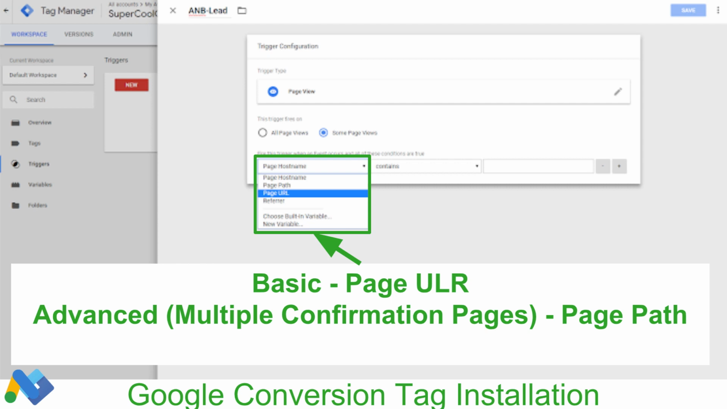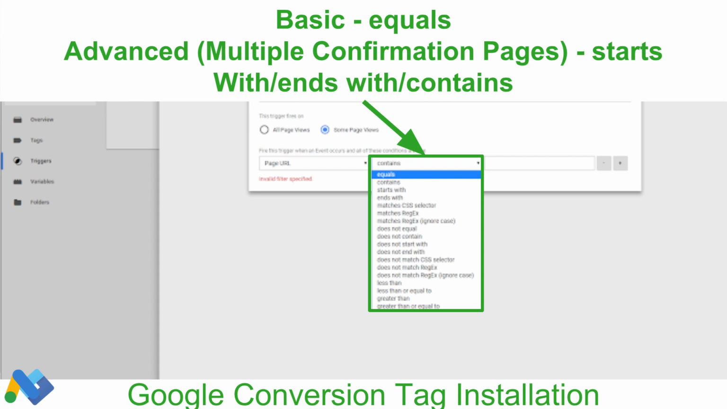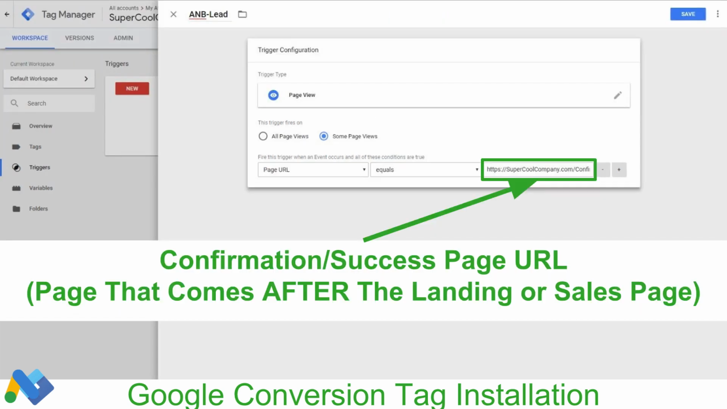So we're going to click on page URL in the first box, and then we're going to click on equals in the second one. Again, I apologize, I went ahead and put what you're going to look for here. It could either be starts with, ends with, or contains. Then we're going to go ahead and put in the success or confirmation URL of whatever the action is.